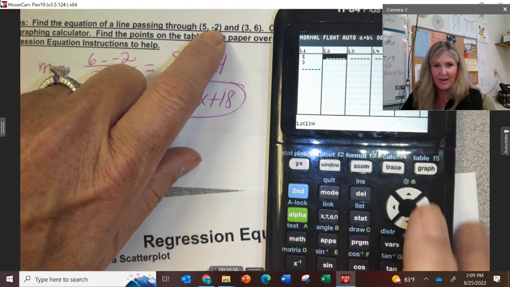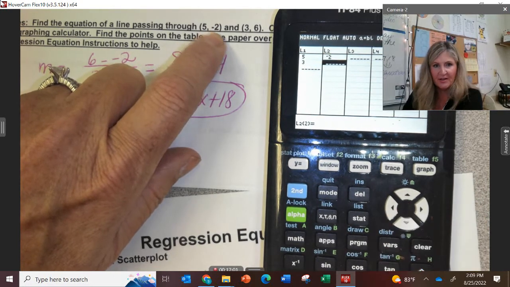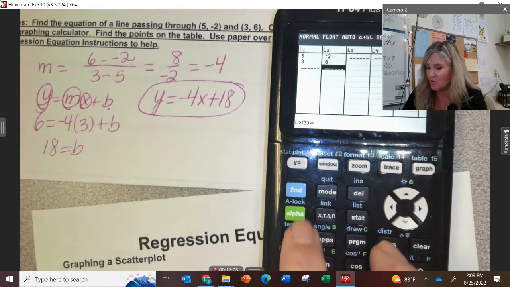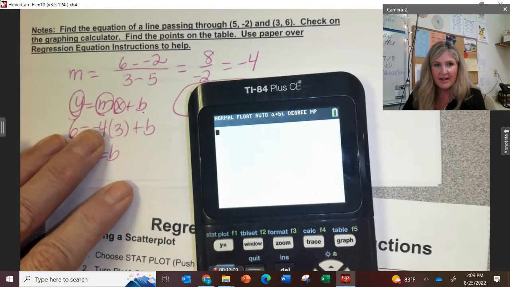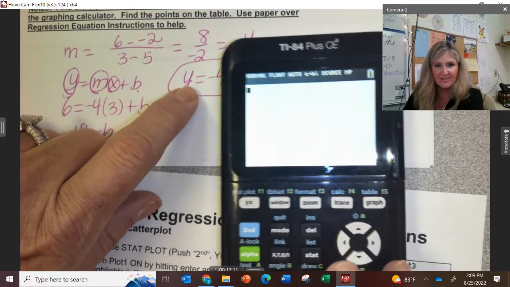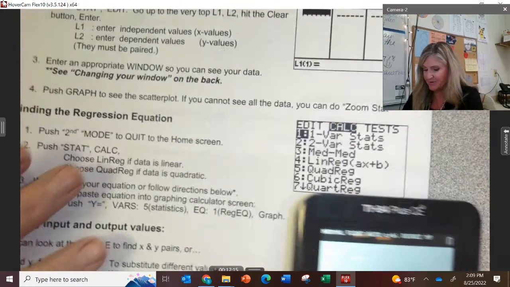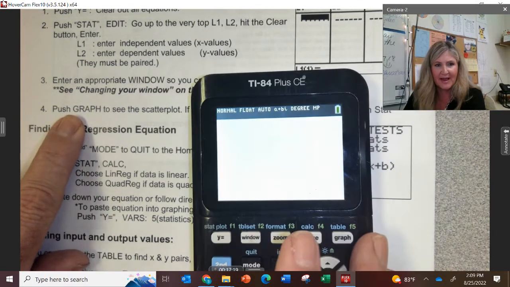I go over to my y's. Y is -2 for the first one, and it's 6 for the second one. And now I want to quit, so I'm going to press second, mode to quit. All right, so I'm going to check our answer this way too. Here's where we go back to this paper, and I want to take a look at these points.